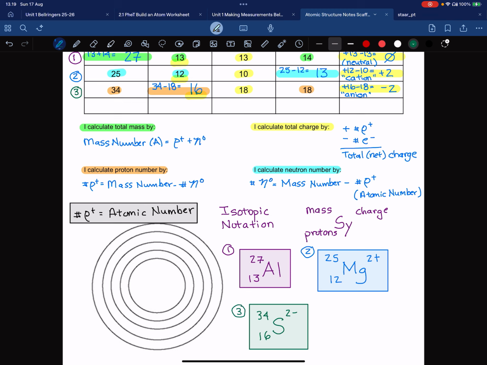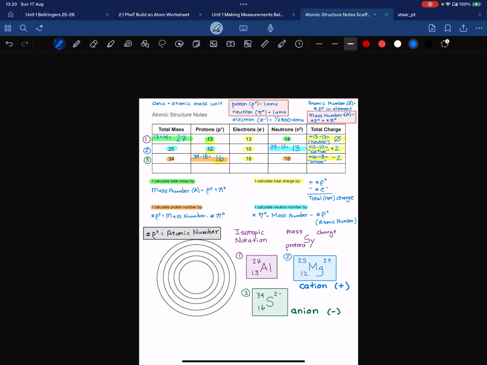All right, so once again, this one right here is called an anion because it has a negative charge. And this one right here is called a cation because it has a positive charge.